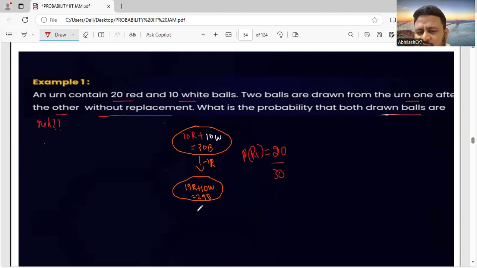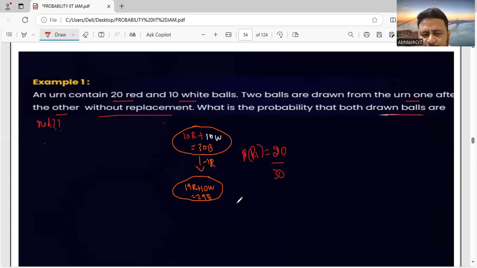This is the probability of R1 because you are removing one red ball. Out of 20 red balls, it can be any one, so you write 20 out of the total. What is the probability of R1, friends? One red ball can be any out of the 20. So the probability of R1 is 20 out of 30.